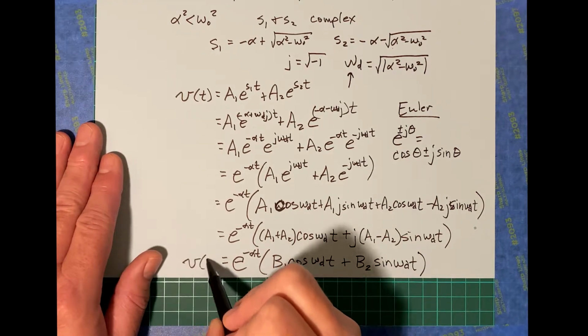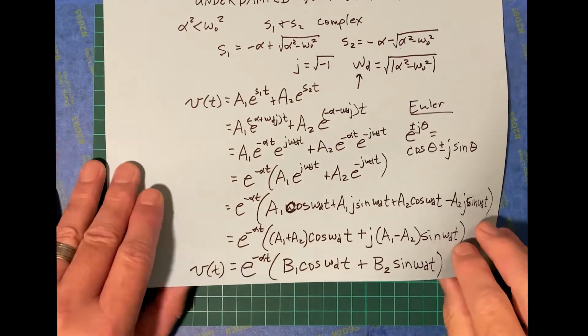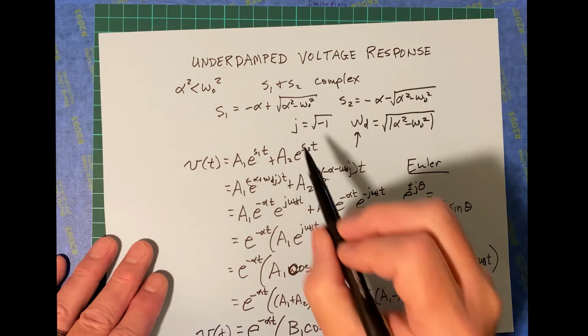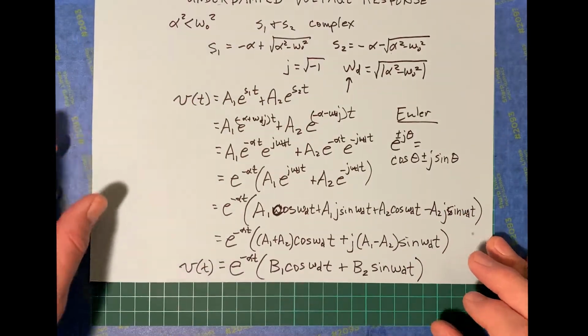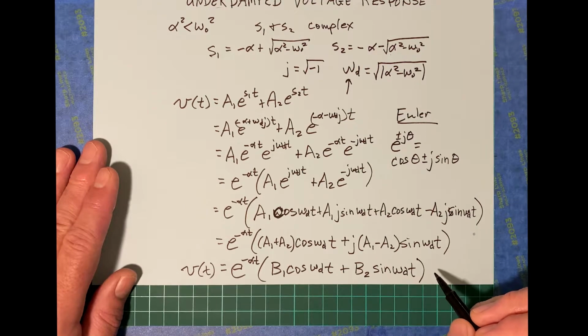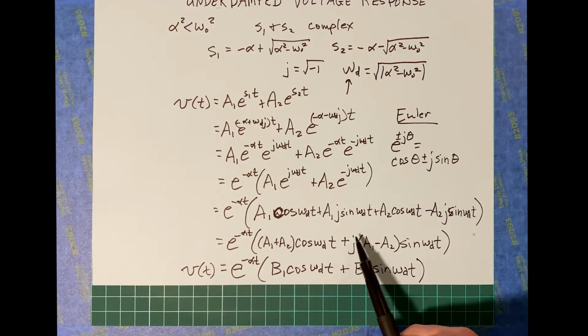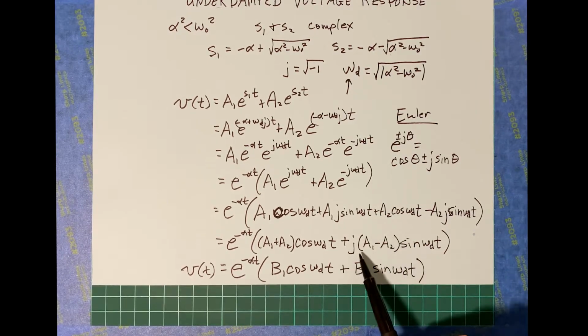And that's our voltage response. In fact, that's the voltage response for this case, which remember is the underdamped case here. So this is what the general solution looks like then for the underdamped case. Now, something here you may be wondering about, this j times a1 minus a2, that is a real number.